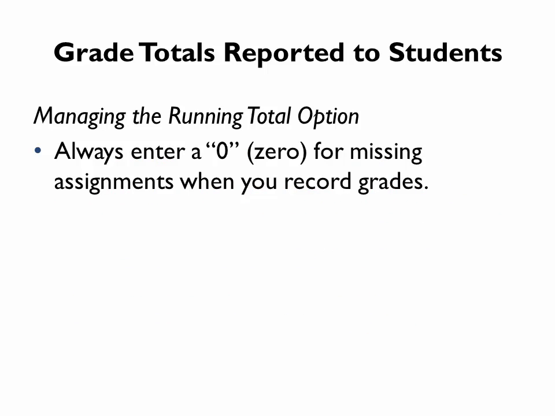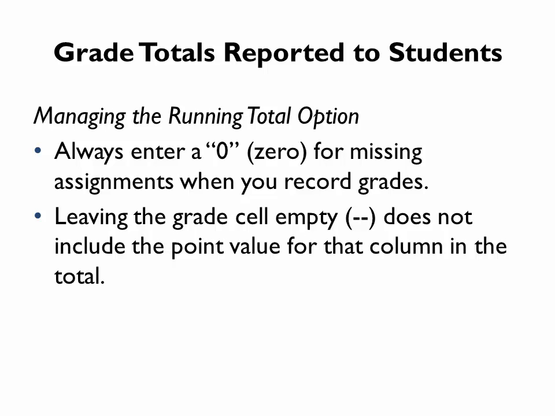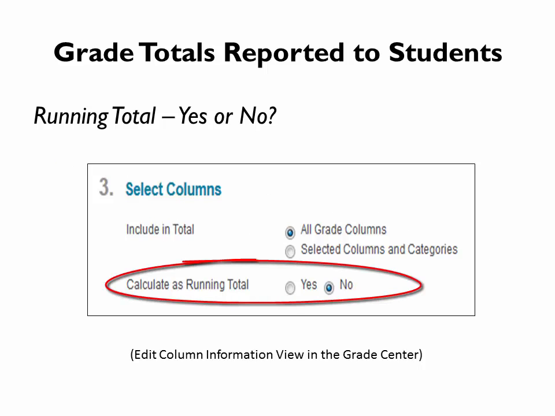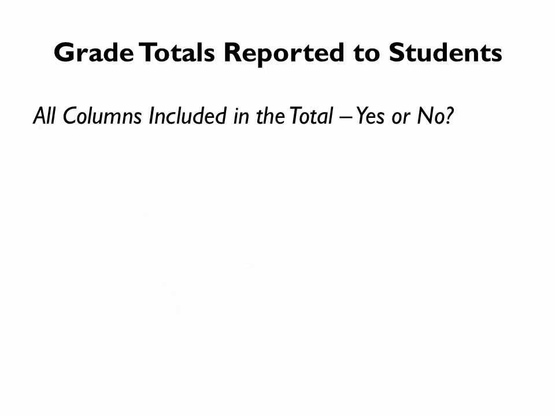The way to manage grade reporting with a running total option is to always enter a 0 if a student does not complete an assignment by the time you are entering grades. Entering a 0 maintains a current total possible value that is the same for all students. The other option is to set the running total option to no, and then the total points will be calculated based on all of the grade columns in the total, not just the columns that include scores.